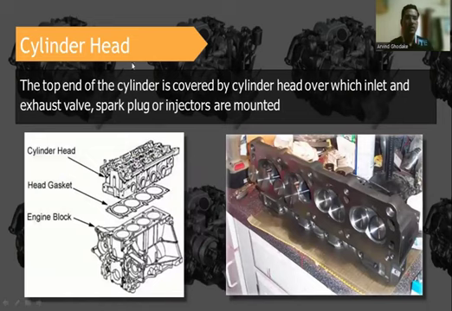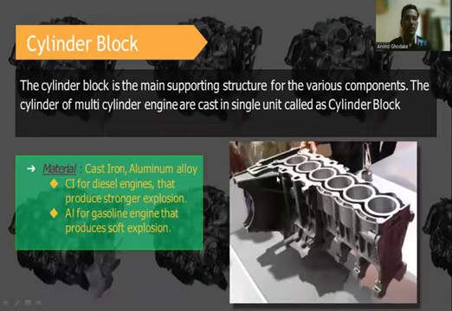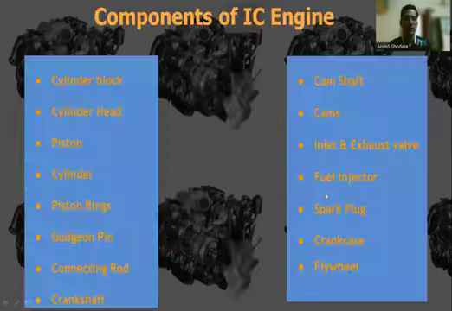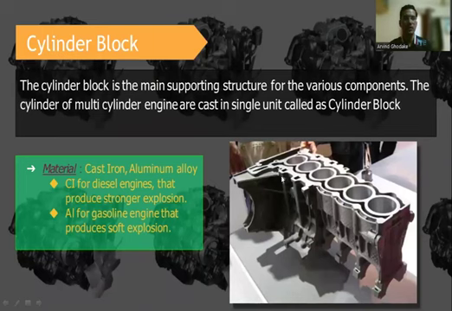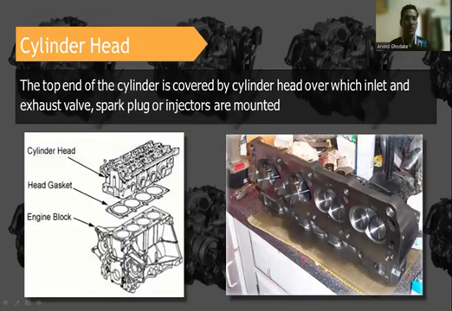The second component is the cylinder head. Here in the diagram you can see the cylinder head, then this is the head gasket, and this is the engine block. In the previous slide we discussed the engine block, which is also called the cylinder block. On this cylinder block the head gasket is mounted first, and on it the cylinder head is mounted. In between the cylinder head and cylinder block there is the gasket to avoid leakage.